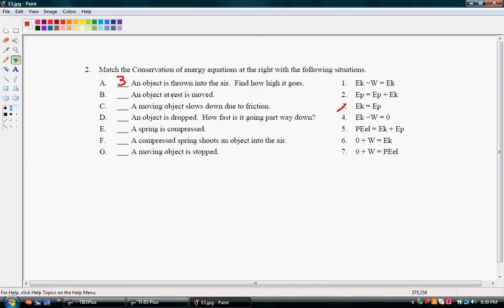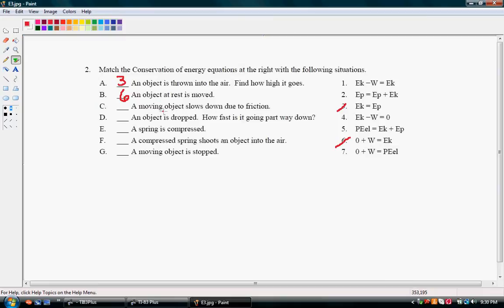Alright, B, an object at rest is moved. So an object is at rest, there's no energy. So we should have a big fat 0 at first, but then it's moved, so there is work being applied to that object, and it ends up with kinetic energy because it starts moving. So these are the two zeros, work's being applied, and it has kinetic energy at the end. Number 6.